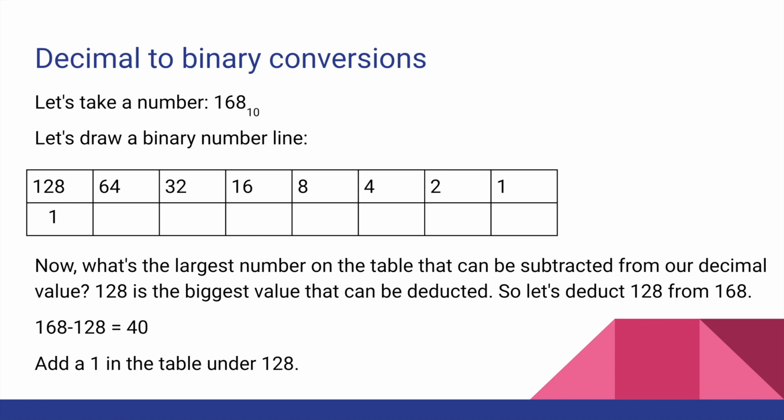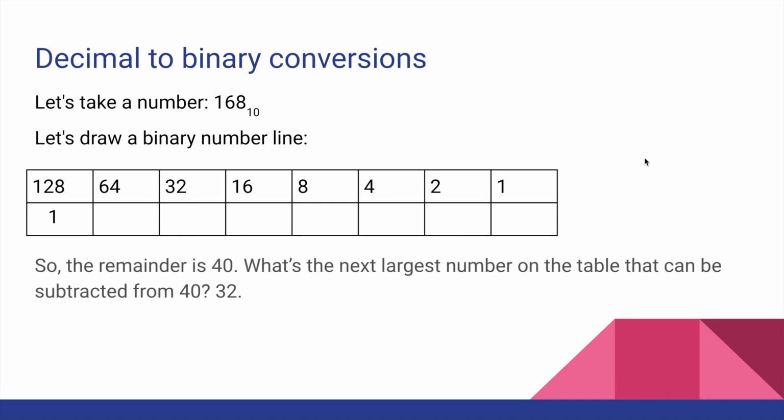Look at what it says here. What's the largest number on the table that can be subtracted from the decimal value and leave a positive result? 256 is too big. 128 is the biggest value that can be deducted, so I add 1 under the 128's column and subtract 128 from my initial value, 168. So 168 minus 128 is 40. So now the remainder is 40.